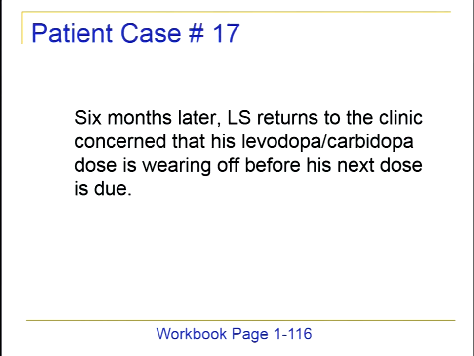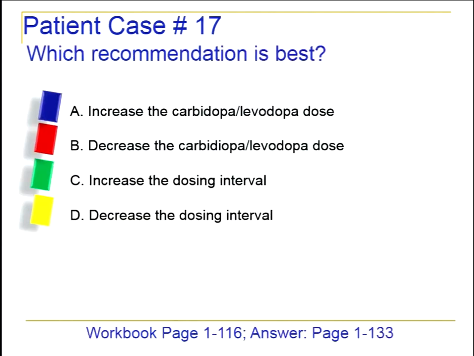All right, 6 months later, our patient comes back. He's concerned that his carbidopa-levodopa dose is wearing off before his next dose is due. What would you do about that? Would we increase the dose of carbidopa-levodopa, decrease the dose, increase the dosing interval, or decrease the dosing interval?